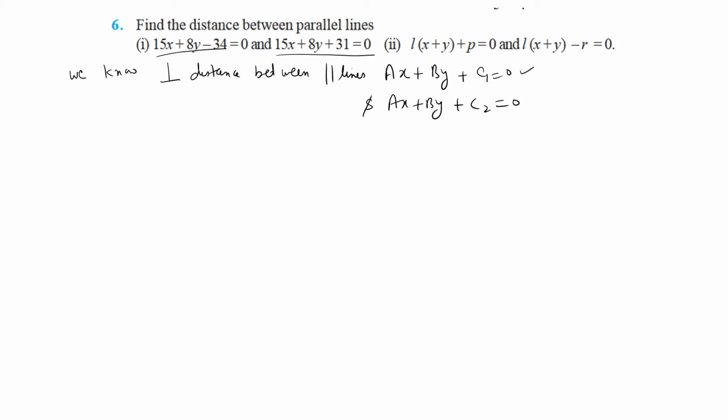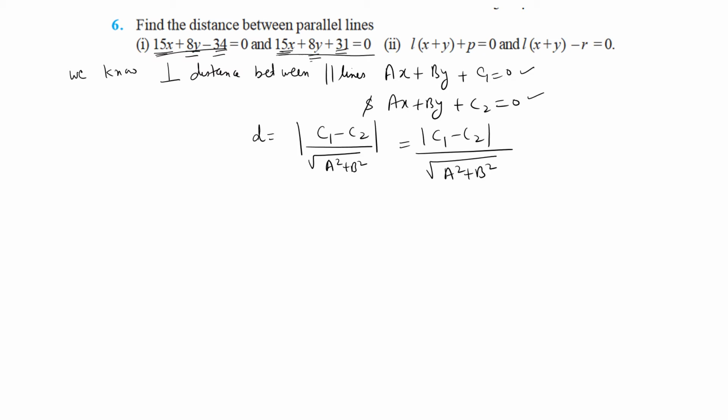You can identify the parallel lines from here: the coefficient of x is the same, the coefficient of y is the same, and the difference is just in the constants. So constants are taken as c1 and c2. Here the perpendicular distance formula is mod of c1 minus c2 upon under root of a square plus b square. Mod is just in the numerator, as there is no negative thing coming out of this square in case of the real number system.